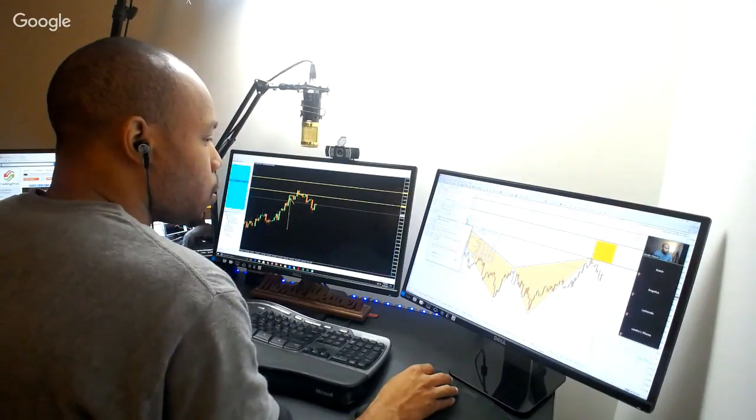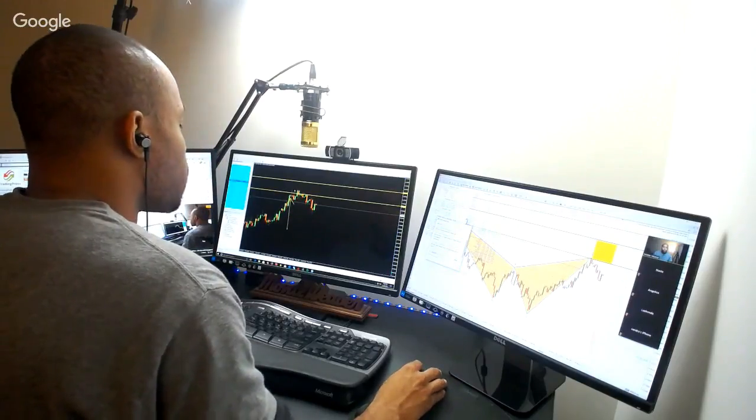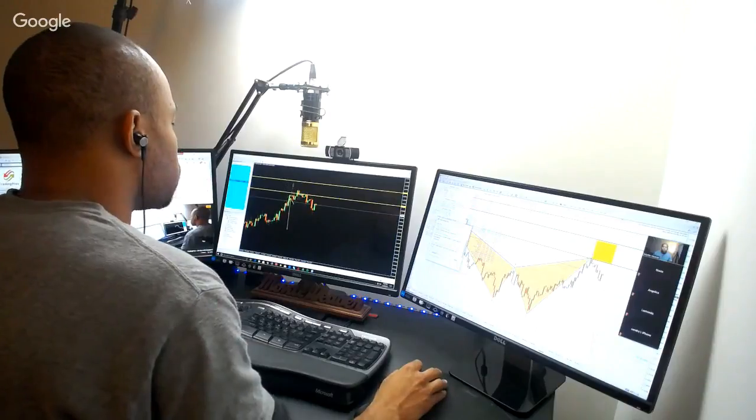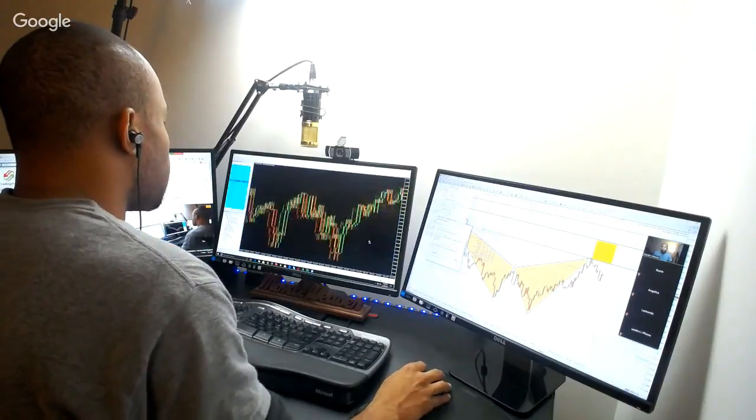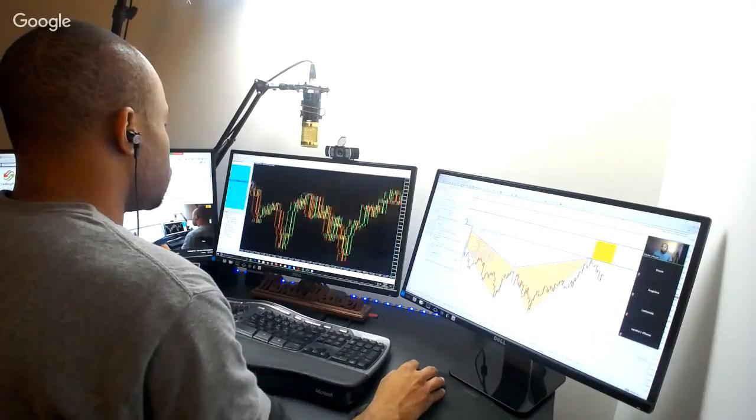Can we stay in a trade longer if it goes above support and resistance? You can stay in a trade as long as you want. Let me go back to, will do.